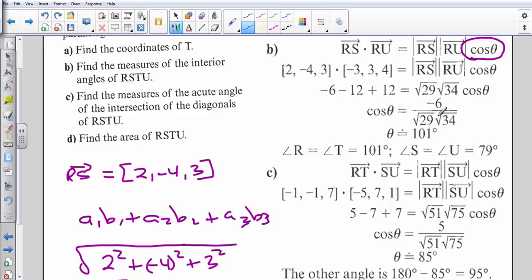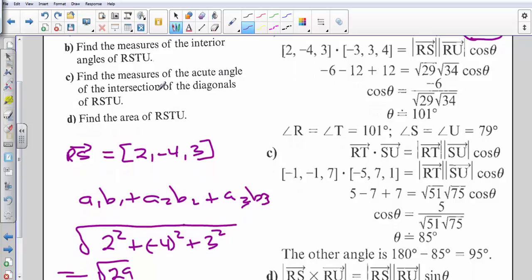You could do the same thing again with another corner, but because it's a parallelogram, of course, the sides that are adjacent to one another are supplementary, and so they must add to 180 degrees.